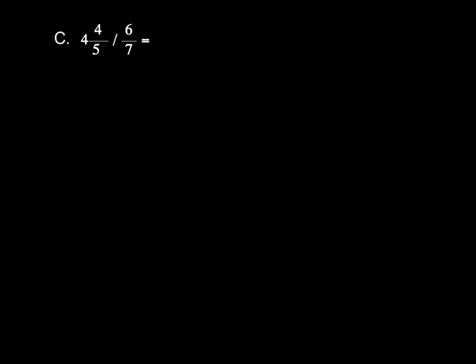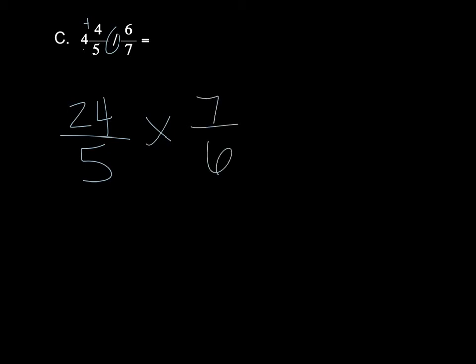All right, we have one more example of dividing with mixed numbers. So the first fraction is a mixed number, and we need to change it to an improper fraction. So 4 times 5 is 20, plus 4 is 24 over 5. I'm going to change division to multiplication. And since my second number is not a mixed number, I'm just going to multiply by the reciprocal, or 7/6.